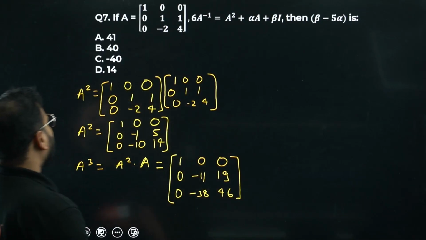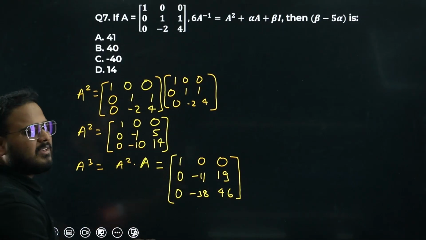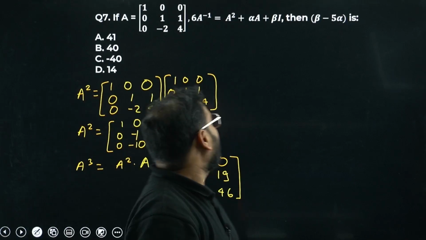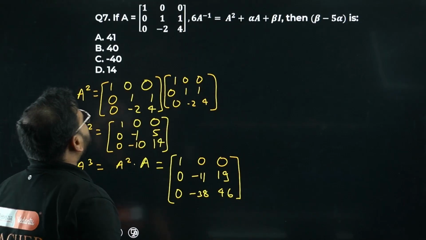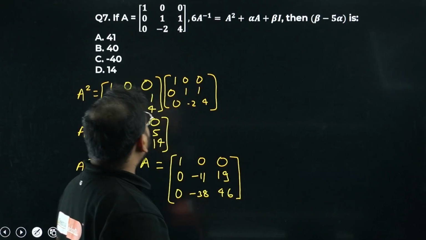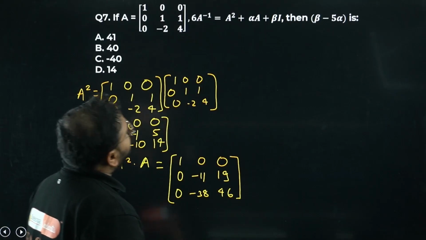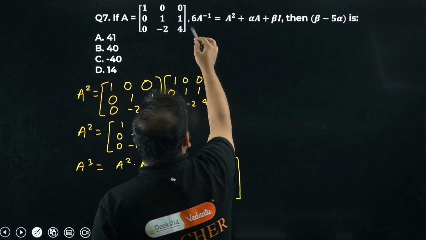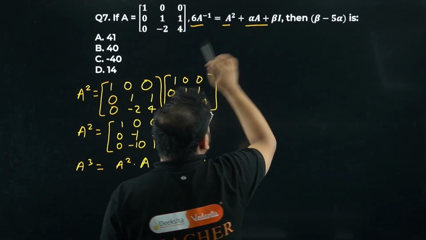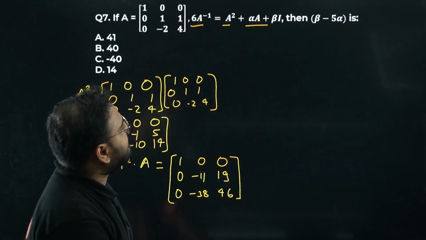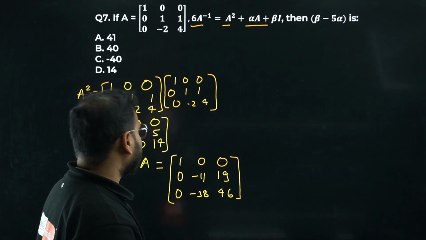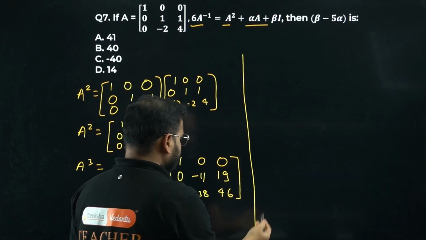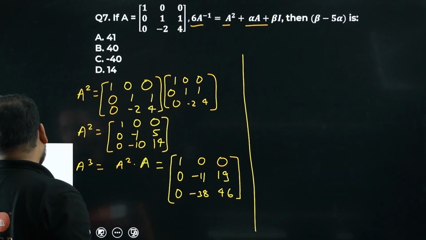I've taken some multiplication over here to ease our work, to take less time. What do we have? If a is [1 0 0; 0 1 1; 0 -2 4], then this is also true: 6a inverse equals a square plus alpha a plus beta I. Then find beta minus 5 alpha. Let us find this value.